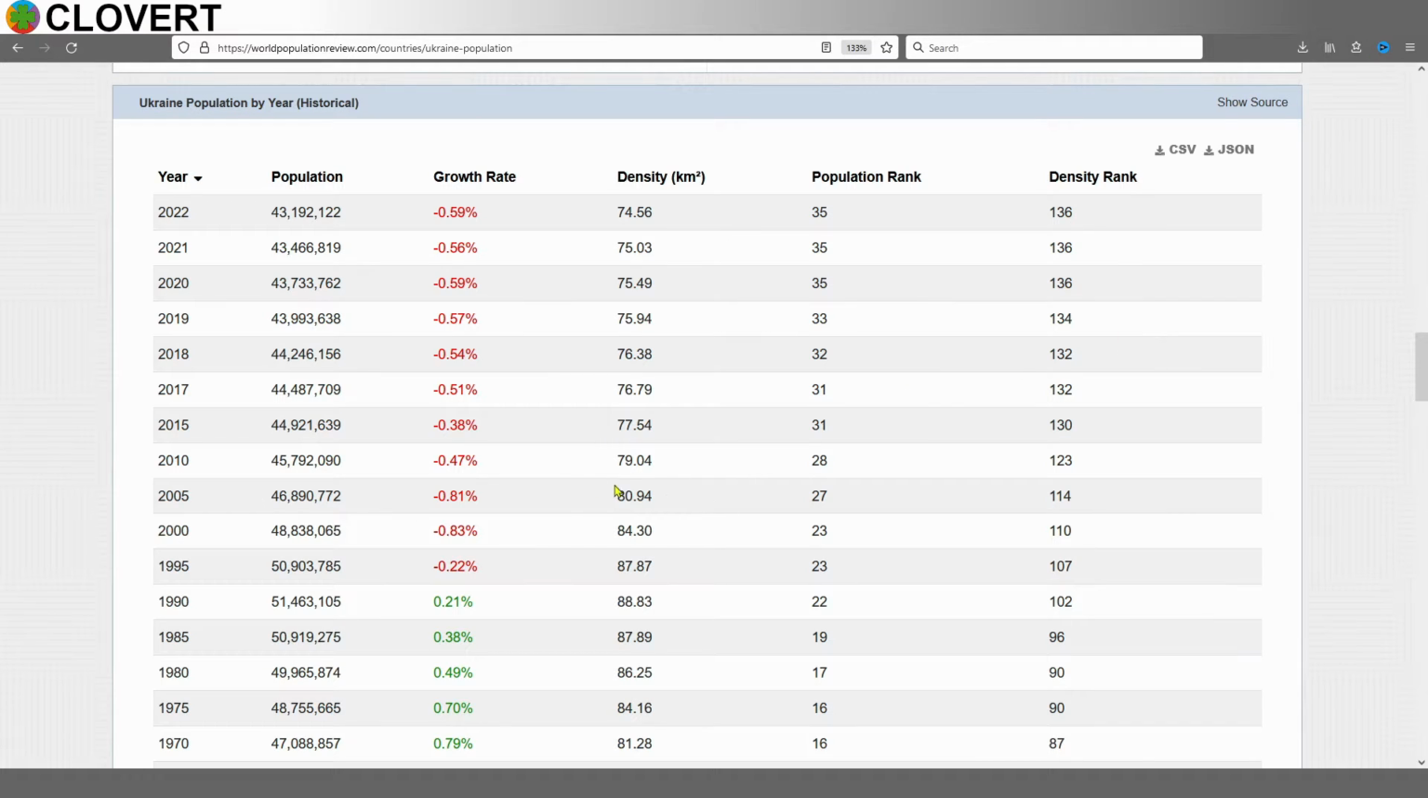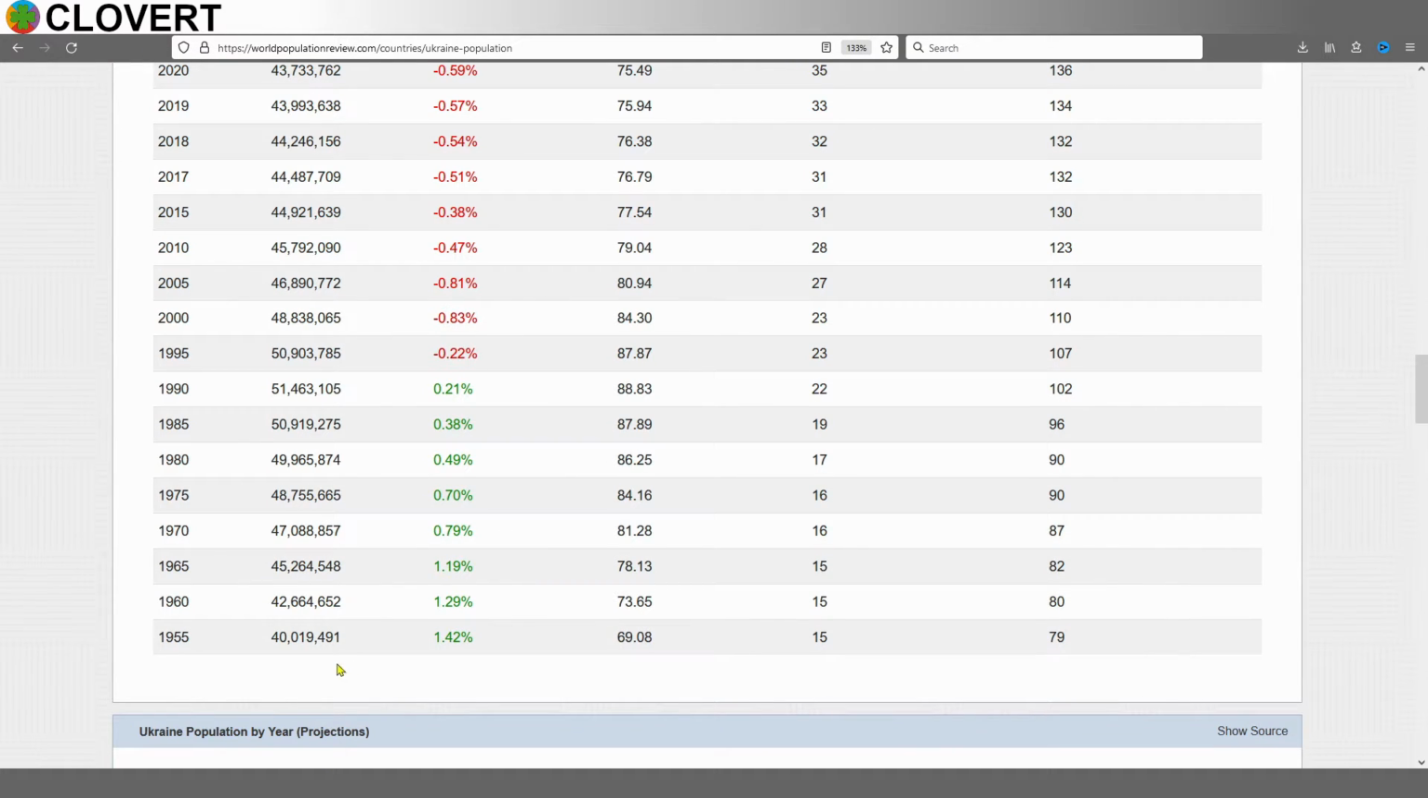So this is going into the past. And we can see in 1990, we can see it in the green. It had a small growth rate of 0.21%. And if we go back to the 50s, 1955, 1.42, 1.29, 1960. So a healthy growth rate here in the 50s and 60s. And it just gradually slows down.